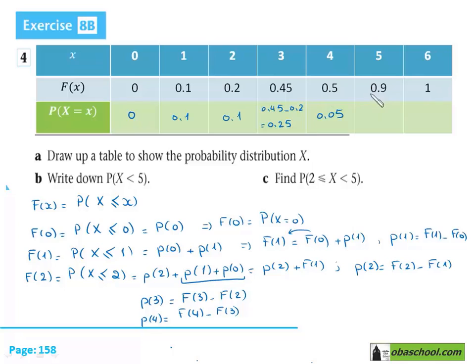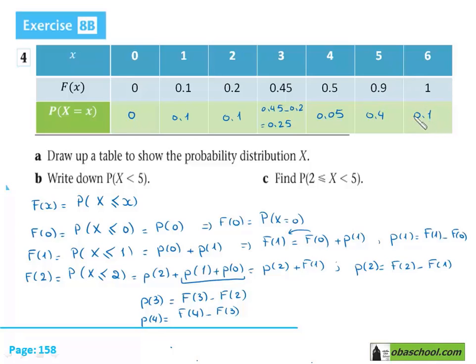So 0.9 minus 0.4, the answer is 0.4. And finally, probability of 6 is f of 6 minus f of 5. So 1 minus 0.9, the answer is 0.1.